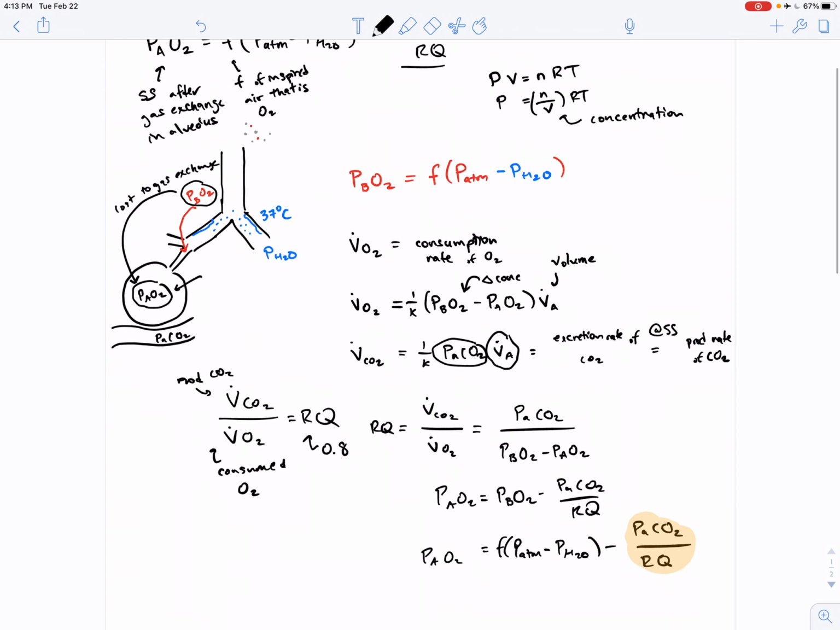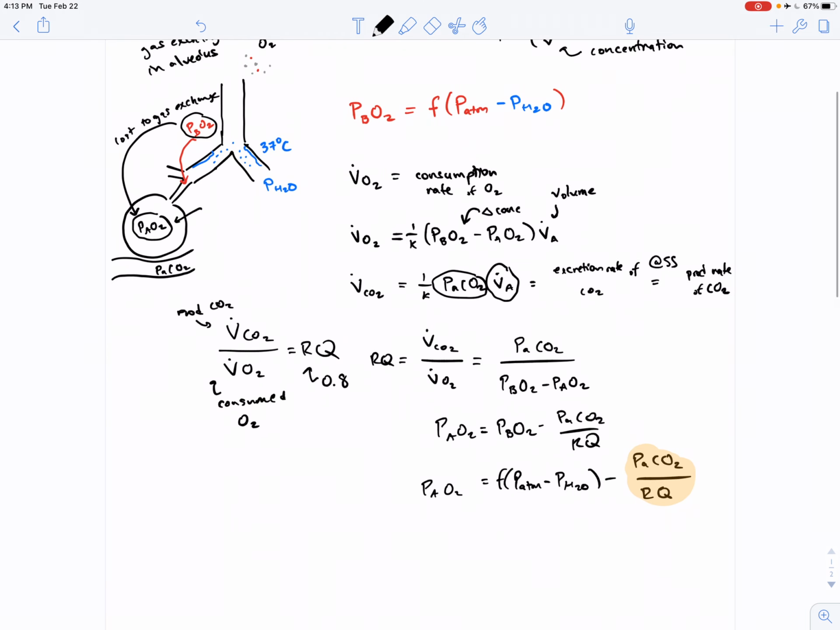PaCO2 is basically a stand-in for our ventilation rate. We know that our ventilation rate is inversely related to our PaCO2. Assuming that our carbon dioxide production stays constant, so V dot CO2 stays constant, then as our alveolar ventilation rate goes up, our PaCO2 will go down, and that going down is what's going to be reflected in our alveolar oxygen concentrations going up.